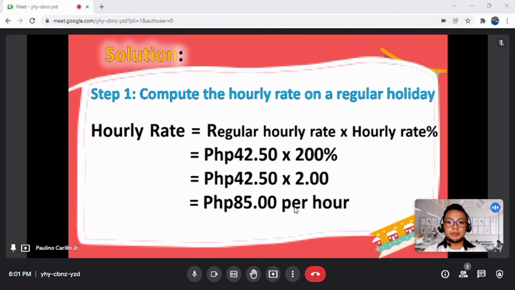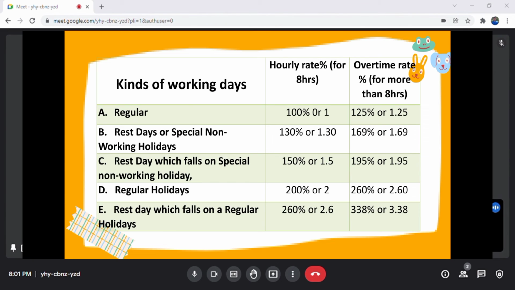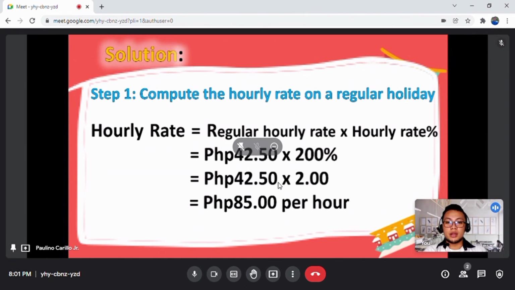Again, let us go back to the table. Regular holidays have an hourly rate for 8 hours of 200%. Therefore, we need to multiply this by 2.0, or just 2. Using our calculator, we get 85 pesos. And now this will become her hourly rate during a regular holiday.